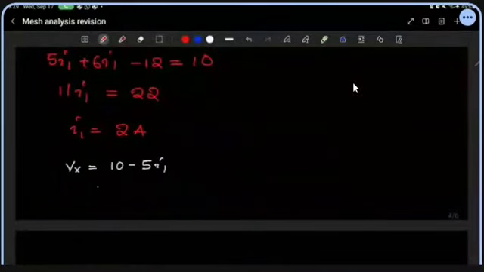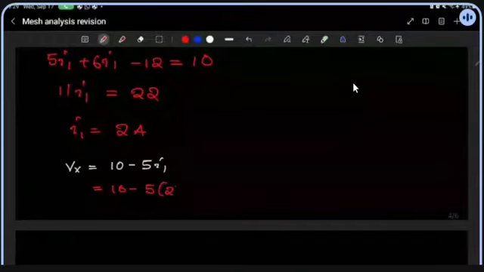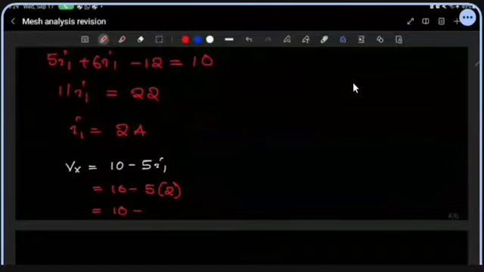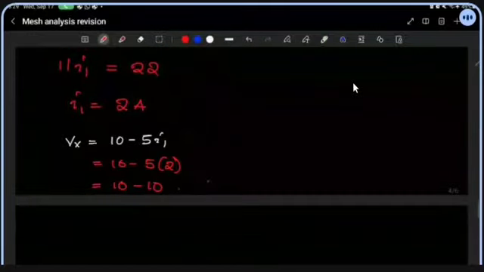So now we have 10 minus 5 times 2. So this will be 10 minus 10. And according to this, the voltage drop across that current source is actually 0.